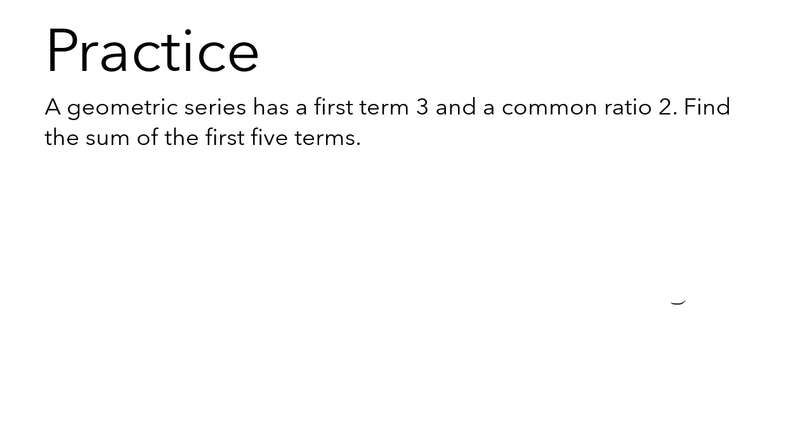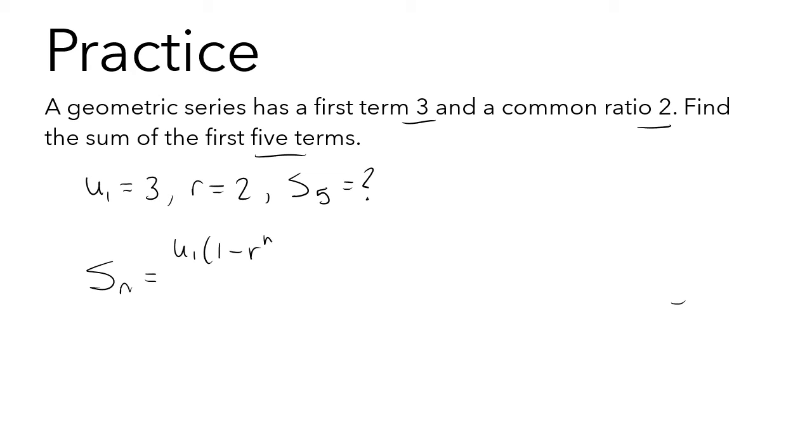Let's try a practice example using the formula we derived. A geometric series has a first term of 3 and a common ratio of 2. Find the sum of the first 5 terms. Let's write out what we know. The first term is 3, the common ratio is 2, and we need to find the sum of the first 5 terms. Let's remember our formula for the sum. In this case our ratio is bigger than 1, so we're going to use the first formula, u1 times 1 minus r to the n divided by 1 minus r. We have all the information we need, so we can just plug in and solve.